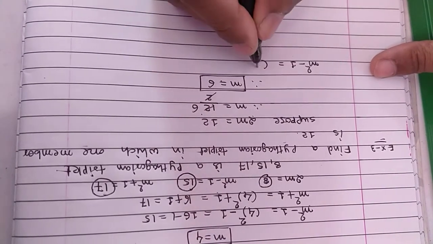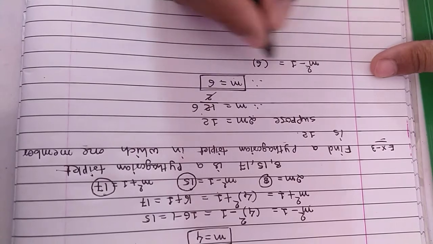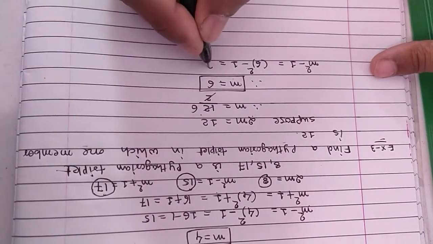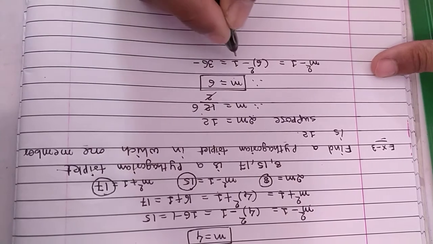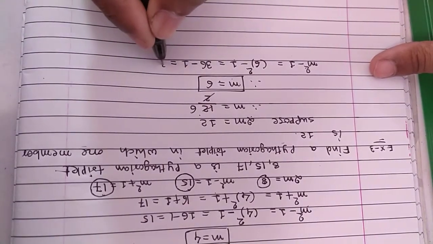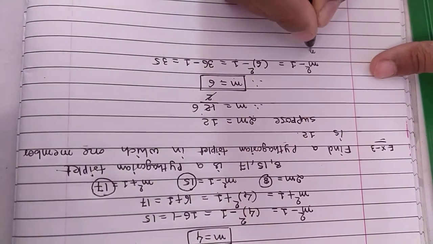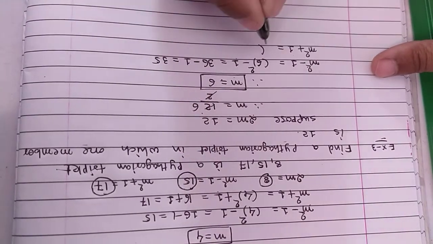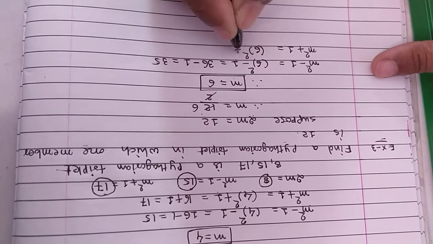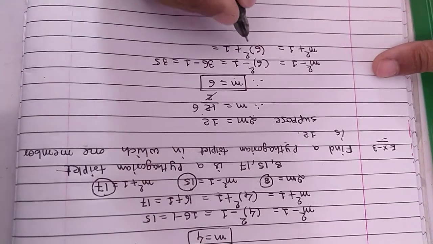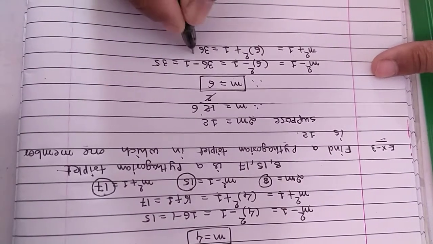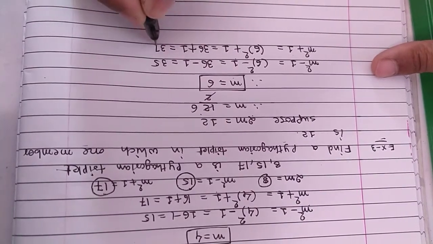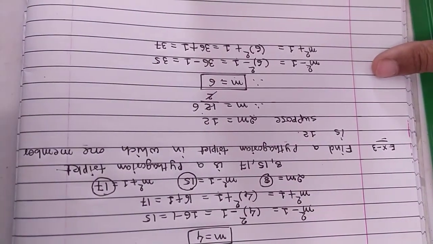So m is 6. Here m is 6. Whose square minus 1: 6 square is 36, 36 minus 1, so it is 35. The third number is m square plus 1, where the value of m is 6: 6 square is 36 plus 1, so 36 plus 1 is 37.